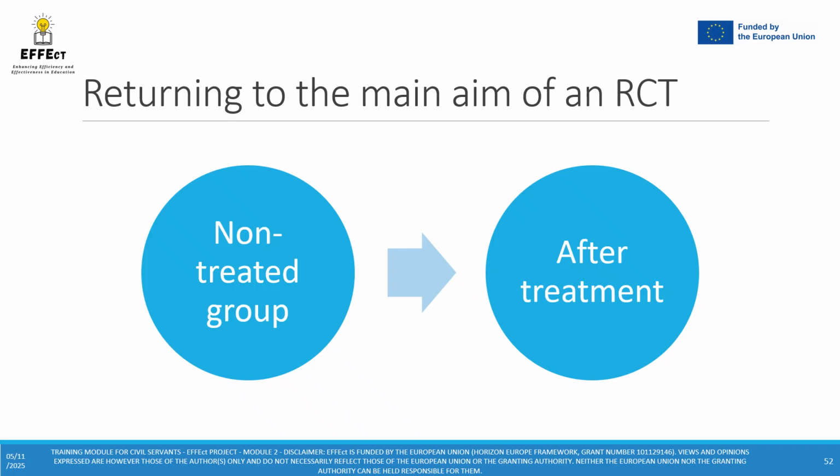Let us now return to the main aim of an RCT. A randomized controlled trial aims to quantify the impact of a treatment on a prior non-treated group compared to what would have happened if the treatment had not occurred. So if we have this graphical representation of a non-treated group, which transforms to some extent into a treated group, what actually interests us in an RCT is the process. We are interested in what happens during the treatment and which effect this treatment has on the group.